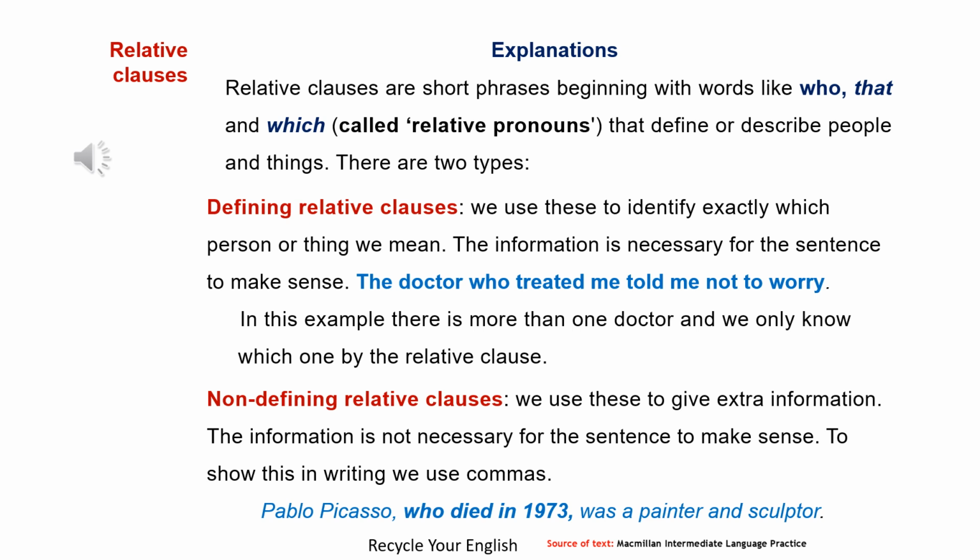Explanations. Relative clauses are short phrases beginning with words like who, that and which, called relative pronouns, that define or describe people and things. There are two types. Defining relative clauses. We use these to identify exactly which person or thing we mean. The information is necessary for the sentence to make sense.